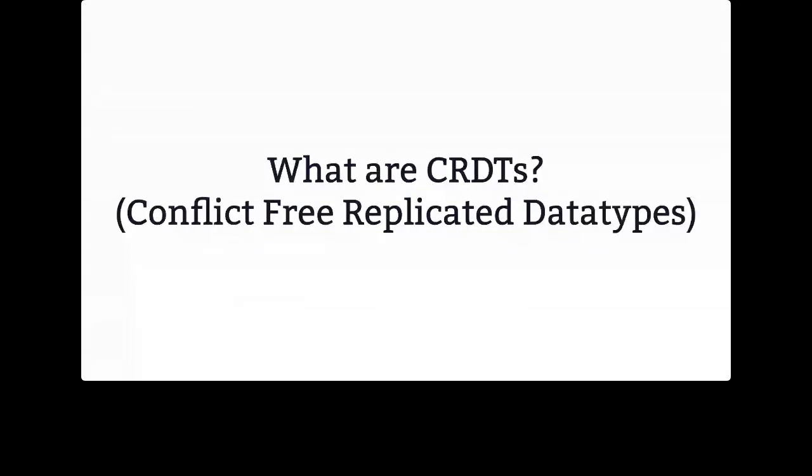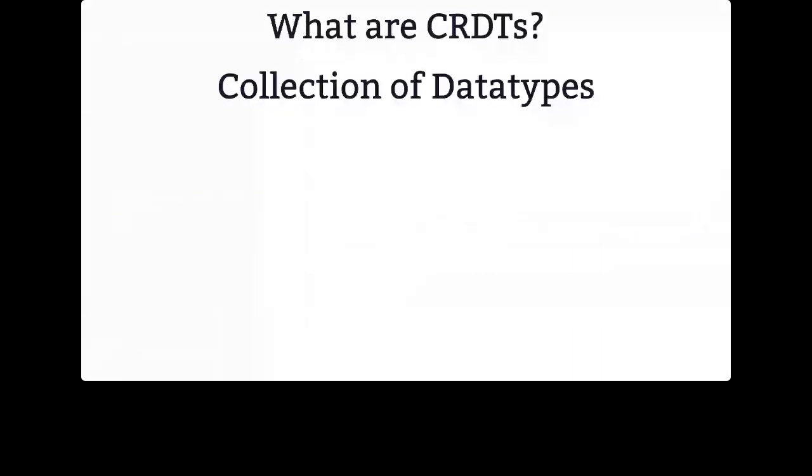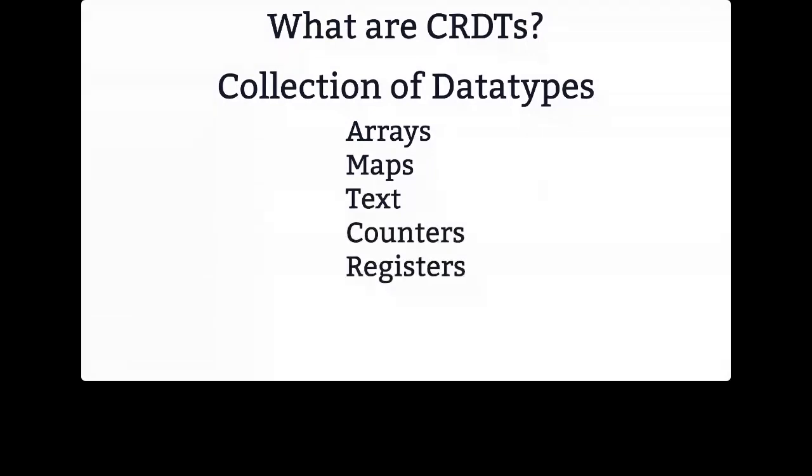So what exactly are CRDTs? Well, they're a collection of data types similar to the data types you're likely familiar with. So for example, there are arrays, there are maps, there are text types, there are counters, there are registers, which allow you to wrap other types, sets, and other options as well. Now, these data types work very similar to their conventional counterparts, but there's something special and interesting about CRDTs, which is the fact that they're effectively shared data types.